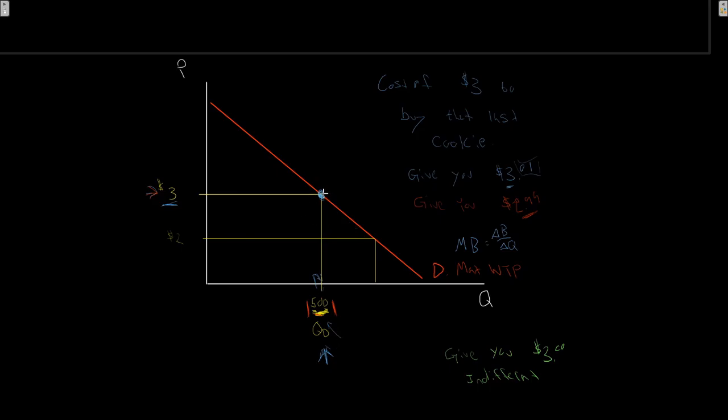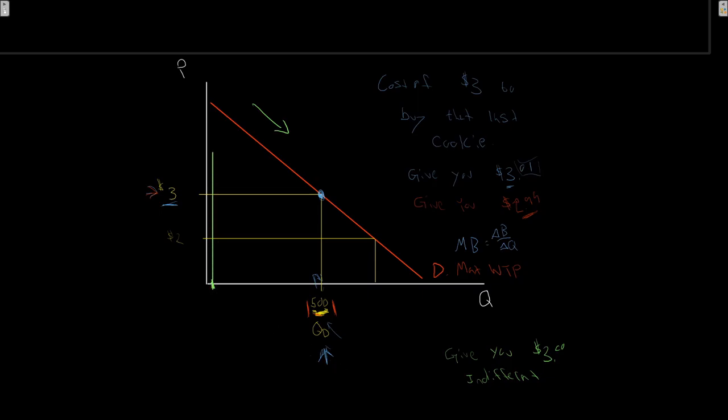So you can also think of this demand curve as a marginal benefit curve. How much extra benefit, how much extra value I get from consuming an additional cookie. And what we notice with this is that our marginal benefit, you can also think of this as marginal value, is decreasing.